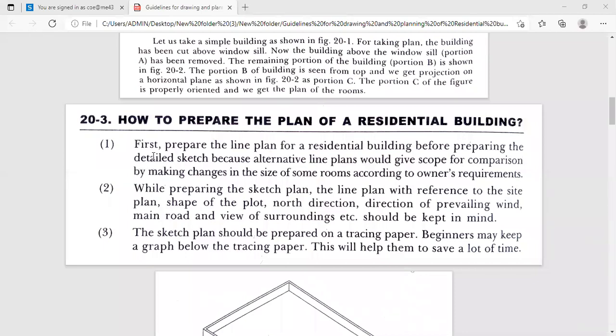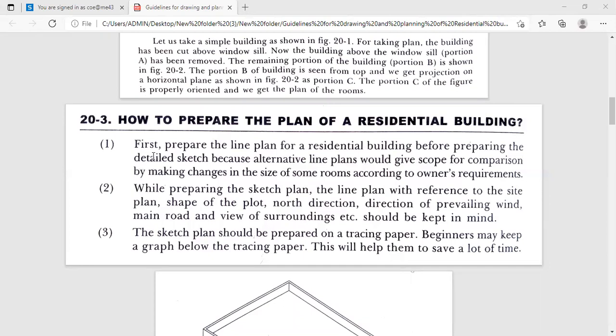While preparing the plan, firstly we have to prepare a line plan, just a simple line plan, for a residential building or for any kind of public building. Why do we have to go for the line plan only? Firstly, because there will be more alteration, or it will be more flexible.